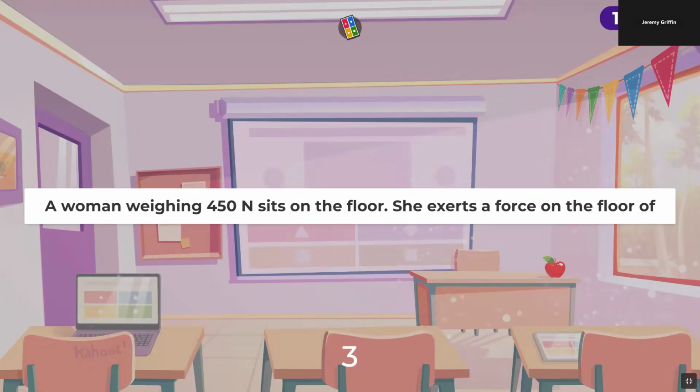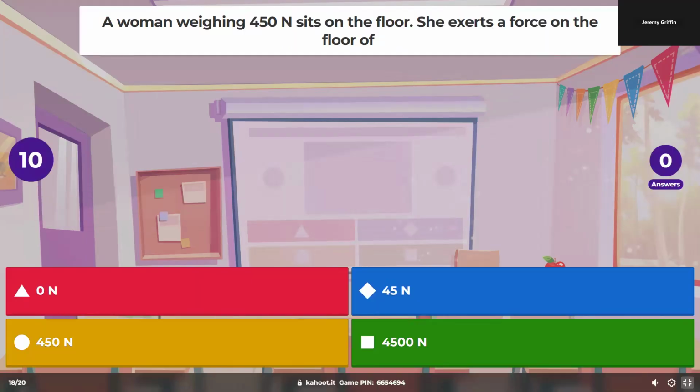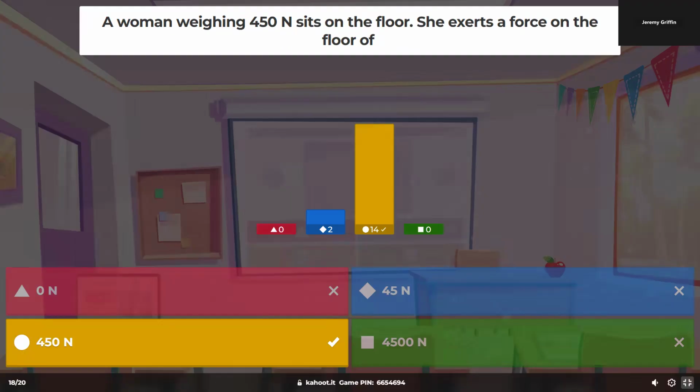Woman weighs 450 newtons, sits on the floor. She exerts a force on the floor of. Okay. Yeah, also 450 newtons. Right. Now, there's two different action reaction pairs going on here. There's her versus the Earth. That's 450, 450, equal and opposite. And there's also her versus the floor, which is a different action reaction, but the numbers are the same.